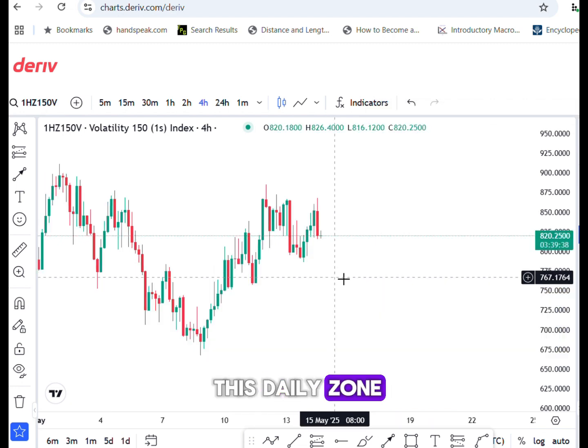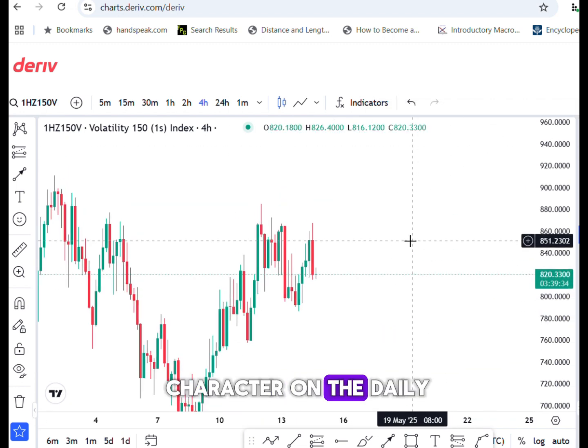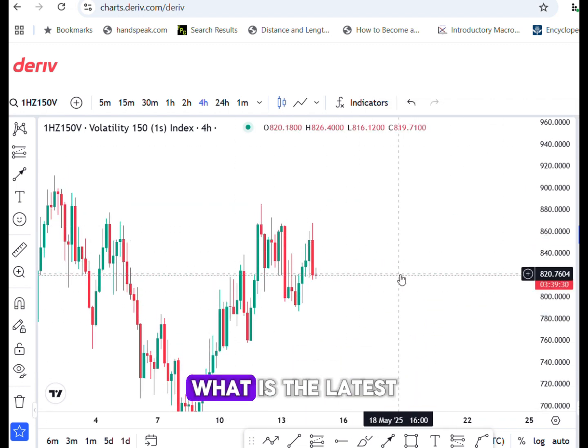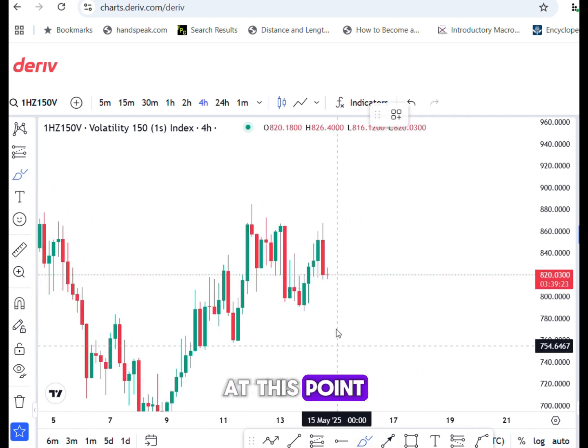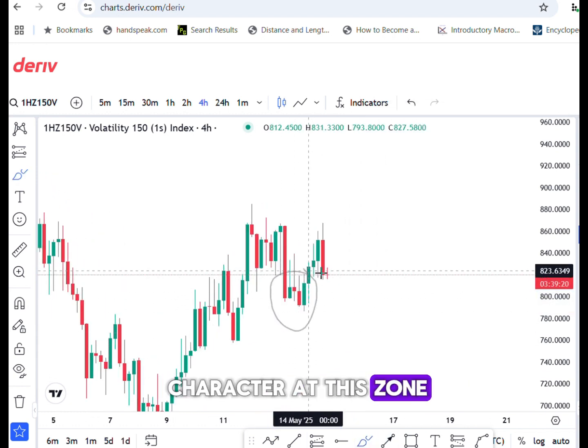So let me delete this daily zone. Okay, we know that we are bullish already. There's a change of character on the daily to the bullish, right? So on the 4 hour, what's the latest price action we have? We have a change of character somewhere here. Okay, at this point, there's a change of character at this zone, this point.